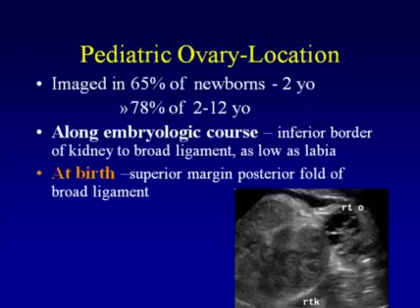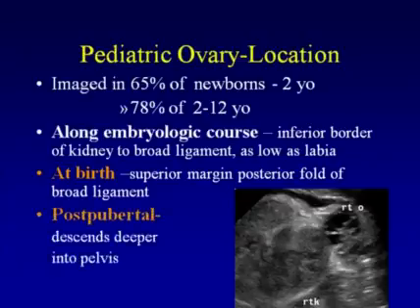Let's move on to the ovary. You should be able to identify the pediatric ovary in up to 65% of newborns, and after the age of 2 in up to 80% of cases. Remember that it can be all along the embryologic course, so it can be as low down as the labia or as high up as the inferior border of the kidney. Post-puberty, the ovary tends to be lower in the pelvis, but in younger children, the ovary tends to be higher up than expected at the posterior fold of the broad ligament.